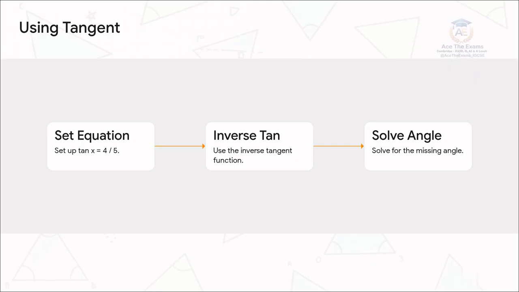We look at our triangle and identify our opposite side is 4 centimeters and our adjacent side is 5 centimeters. Okay, step 1, we write our equation. Tan x equals 4 divided by 5. Step 2 is where the magic happens.